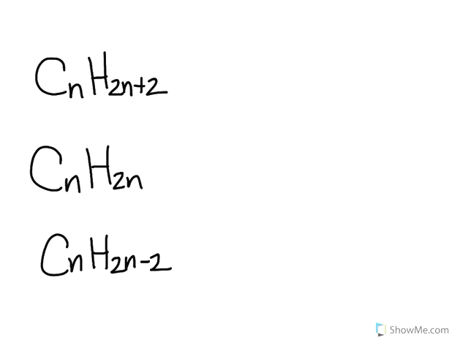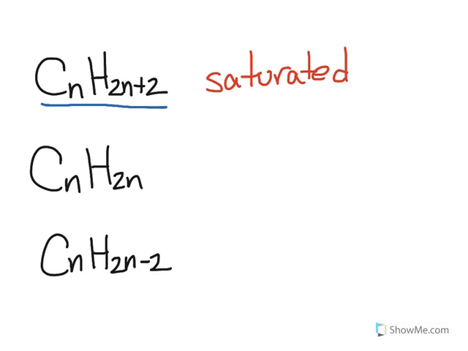So if we take a look at this first formula right here, this is a saturated molecule. This is a formula of a saturated hydrocarbon. Now what does that mean if I have something that's saturated? What that means is all the carbons have the maximum number of hydrogens that they can hold, and all of the bonds between the carbons are single bonds. So these are more likely alkanes.